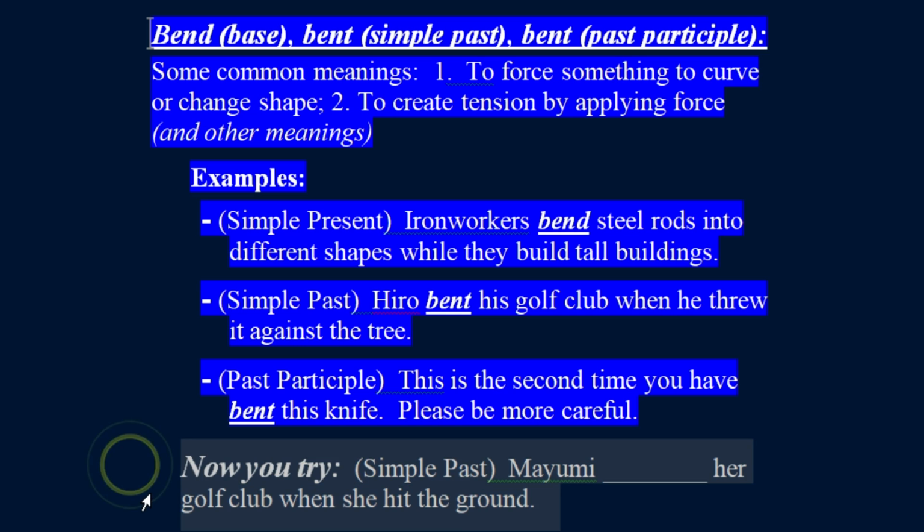Now you try. Simple past. Mayumi blank her golf club when she hit the ground. Mayumi bent her golf club when she hit the ground.